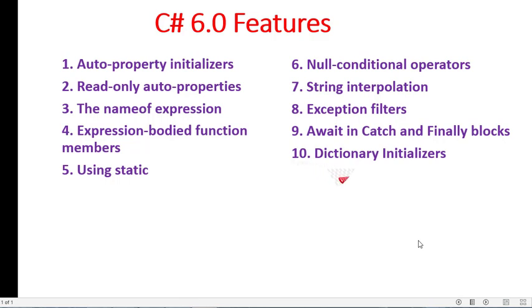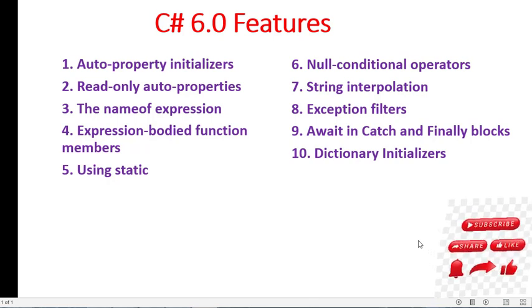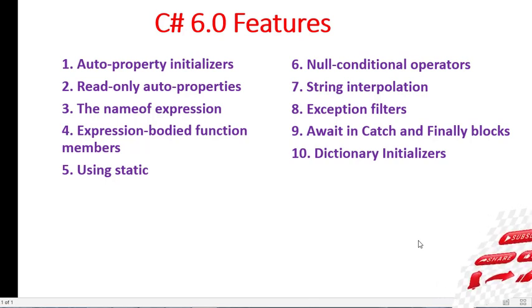The first one is auto property initializer, read-only properties, the nameof expression, expression-bodied function members, using static, null-conditional operator, string interpolation, exception filter, await in catch and finally block, and the last one dictionary initializer. So we will understand these features one by one. We'll go through the code and we'll see how it is.